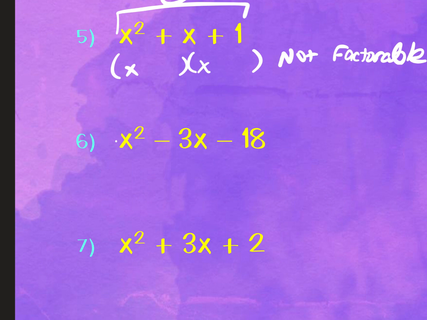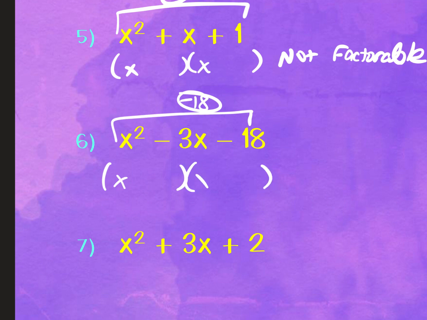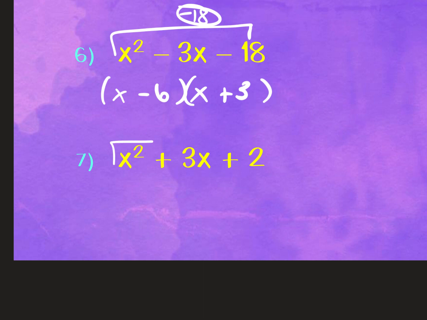Again, A times C. 1 times negative 18. What is 1 times negative 18? I need my factors that will multiply to give me negative 18, but add to give me a negative 3. I have 1 and 18, 2 and 9. Okay, negative 6 and a positive 3. What's negative 6 times 3? Negative 18. What's negative 6 plus 3? Negative 6. Good. All right, here we go.